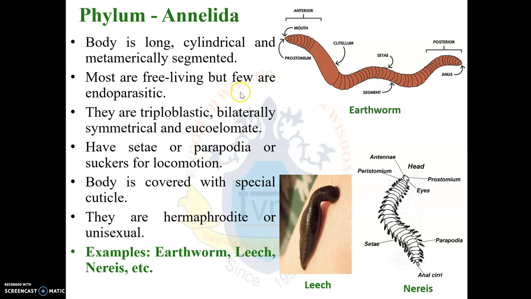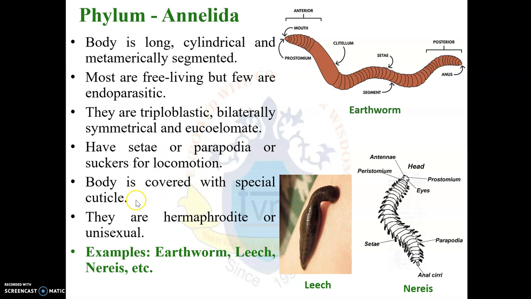Most are free living but few are endoparasitic. They are triploblastic, bilaterally symmetrical and eucoelomate. They have setae or parapodia or suckers for locomotion. See over here, it is shown in the picture.